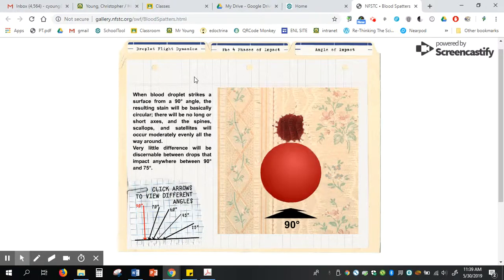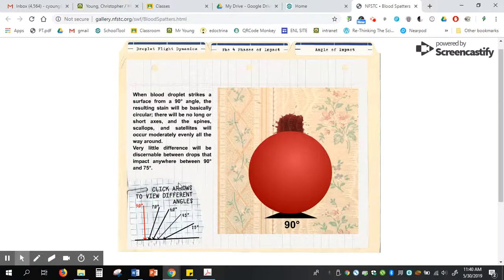All right, now we're on tab 3, angle of impact. When blood droplets strike a surface from a 90-degree angle, the resulting stain will be basically circular. There will be no long or short axes, and the spines, scallops, and satellites will occur moderately evenly all the way around. Very little difference will be discernible between drops that impact anywhere between 90 and 75 degrees.